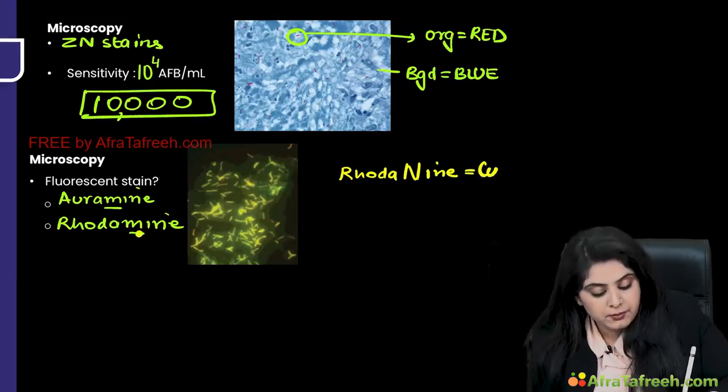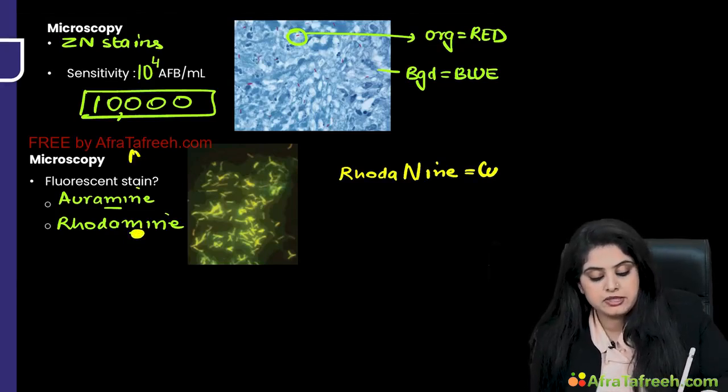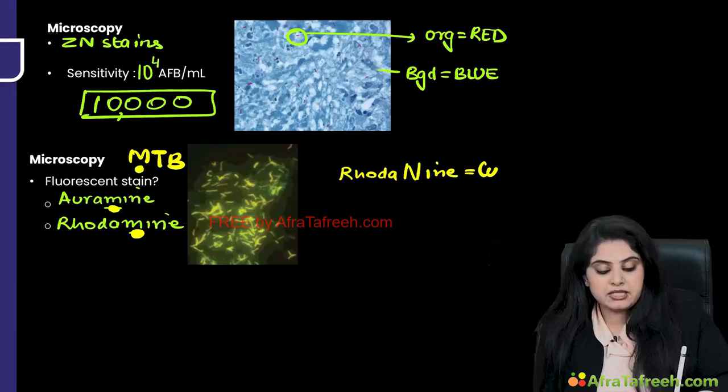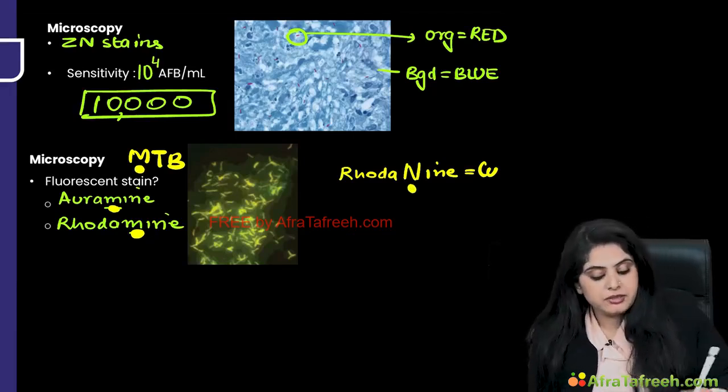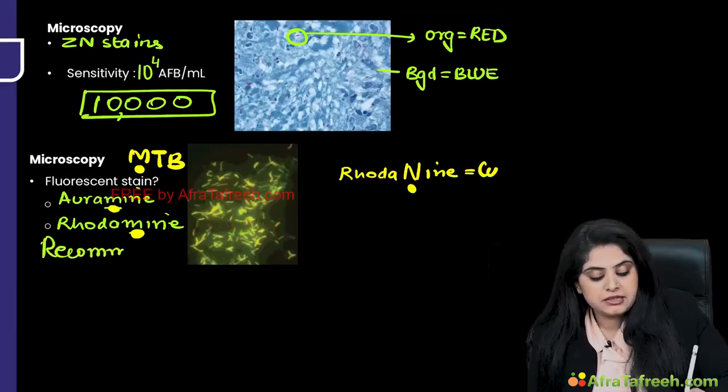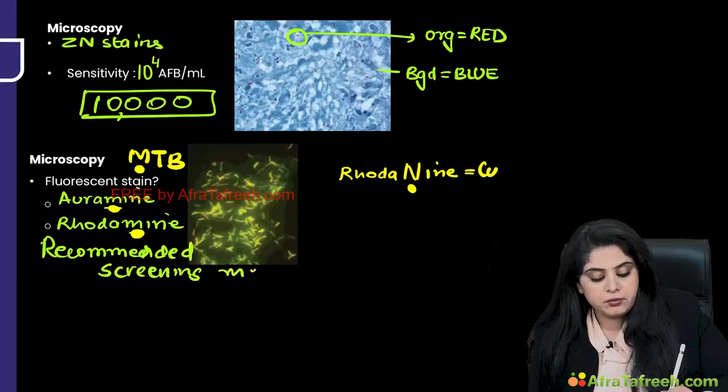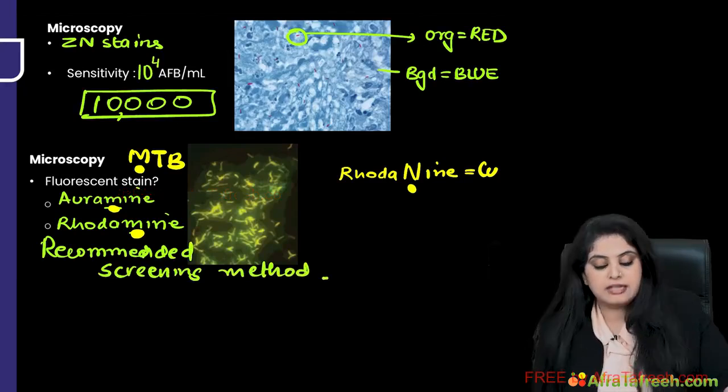So remember, rhodamine is for Mycobacterium TB. Rhodamine, auramine, these are for Mycobacterium TB, whereas rhodanine is for copper. Okay, so now it is being said that this is actually the recommended method for screening. This is said to be the recommended screening method that you have over here. So please note that as well.